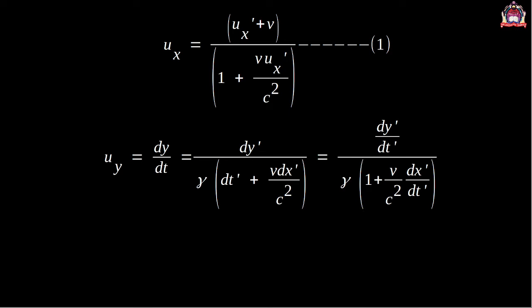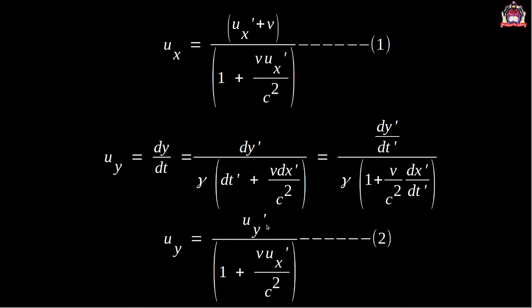Similarly for y, uy is equal to dy by dt, which is dy dash by gamma into dt dash plus v dx dash by c square. So again divide by dt dash throughout the equation. So dy dash by dt dash is divided by gamma into, in bracket, 1 plus v by c square dx dash by dt dash. Here dx dash by dt dash is ux dash and this one is uy dash. So we can write uy is equal to uy dash, divided by gamma into 1 plus v ux dash by c square.